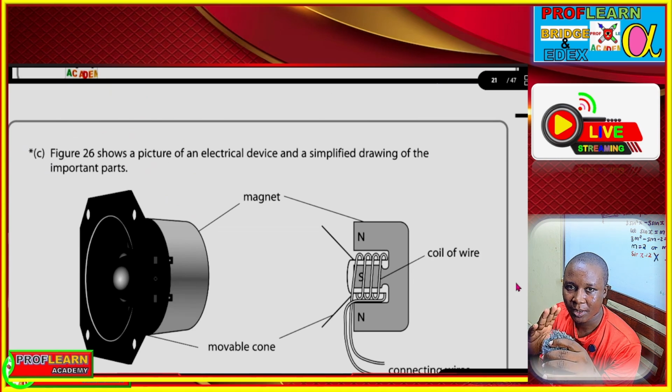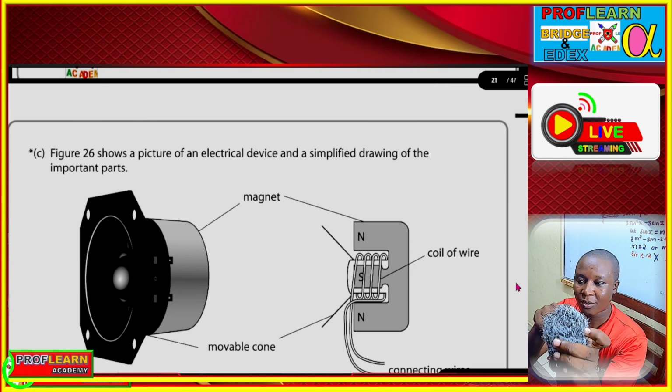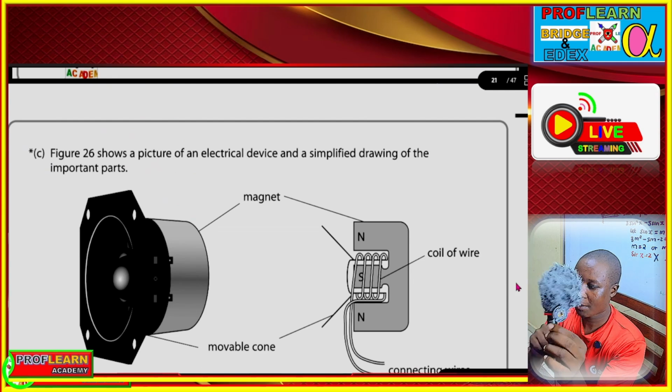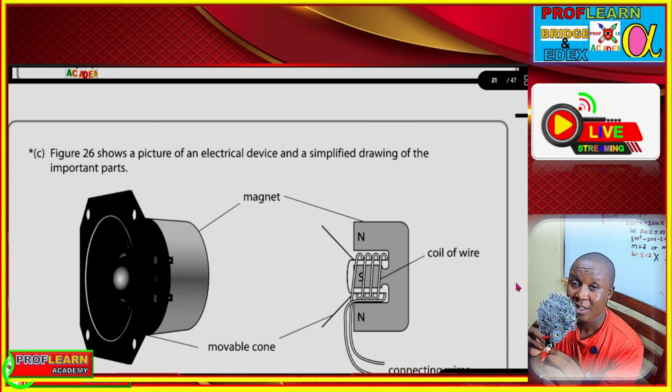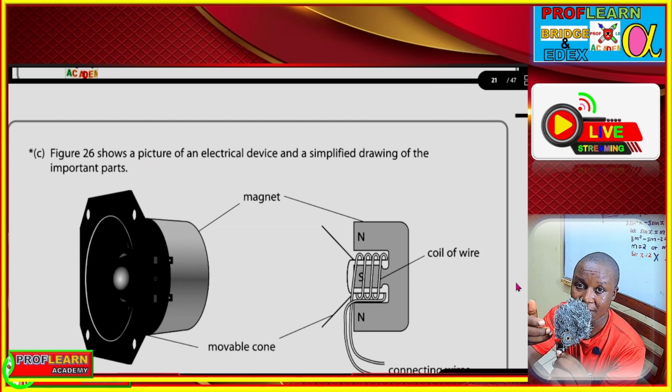I don't know whether you're getting me. I speak like this, the way I'm speaking this way. The paper cone that is inside this microphone is going to vibrate, making the coil also vibrate.